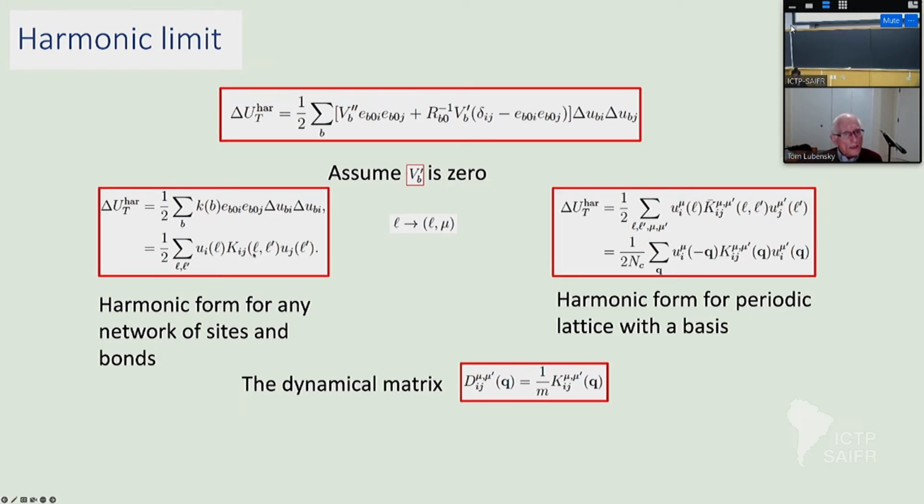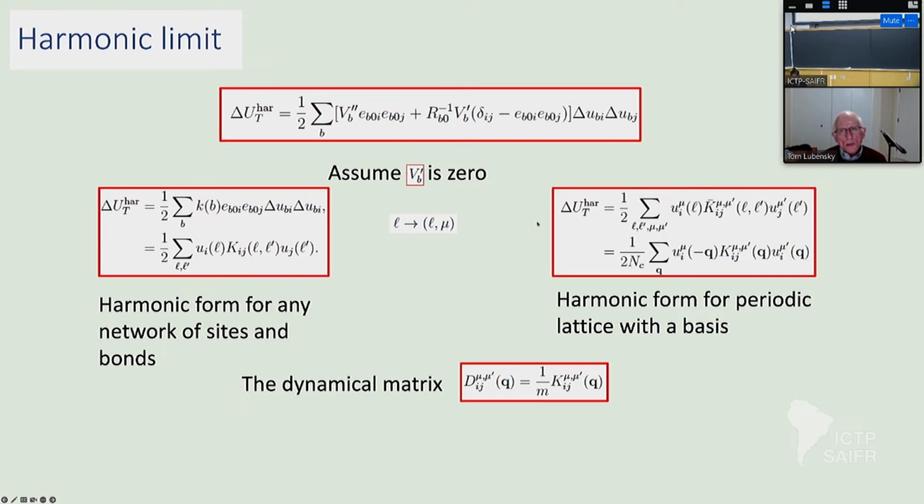We have Ui of L, Kij of L prime, Uj of L prime. And at this point, this applies to any lattice, some model of a glass, quasi-crystals, what you wish. So it's not necessarily periodic. However, if we think about periodic lattices, then we want to talk about lattices that are not just single site lattices. We want to have lattices with repeated unit cells, whose marking point is the L we had before, so that could be the position somewhere in the unit cell, and then mu labels the additional atoms in the unit cell.